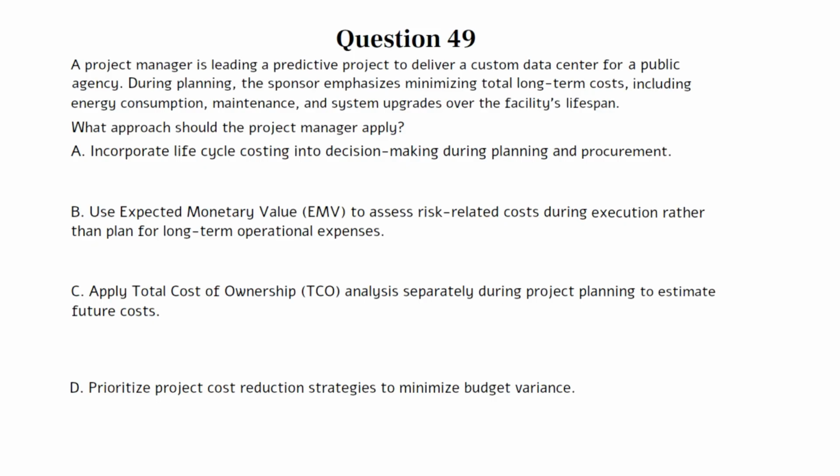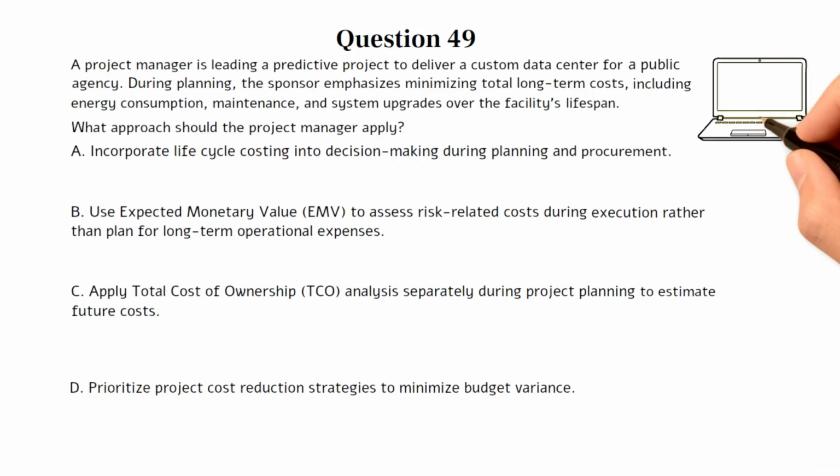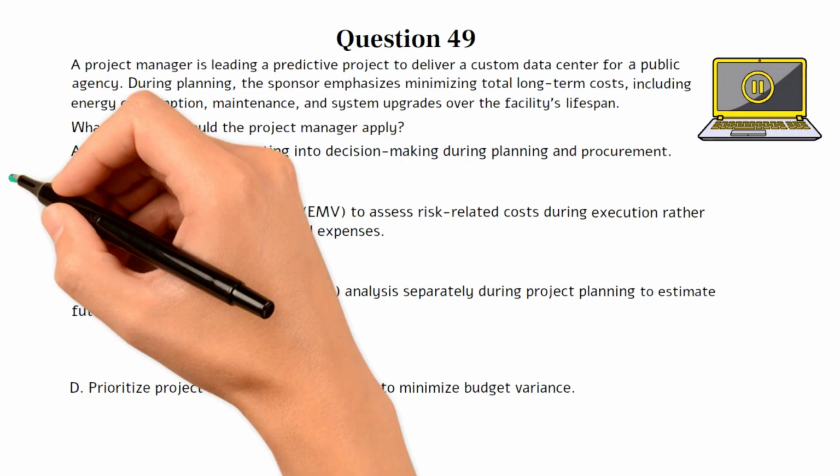A. Incorporate lifecycle costing into decision-making during planning and procurement. B. Use expected monetary value, EMV, to assess risk costs during execution rather than plan for long-term operational expenses. C. Apply total cost of ownership, TCO, analysis separately during project planning to estimate future costs. D. Prioritize project cost reduction strategies to minimize budget variance. You can pause the video here if you need more time to work on the question. The correct answer is A.